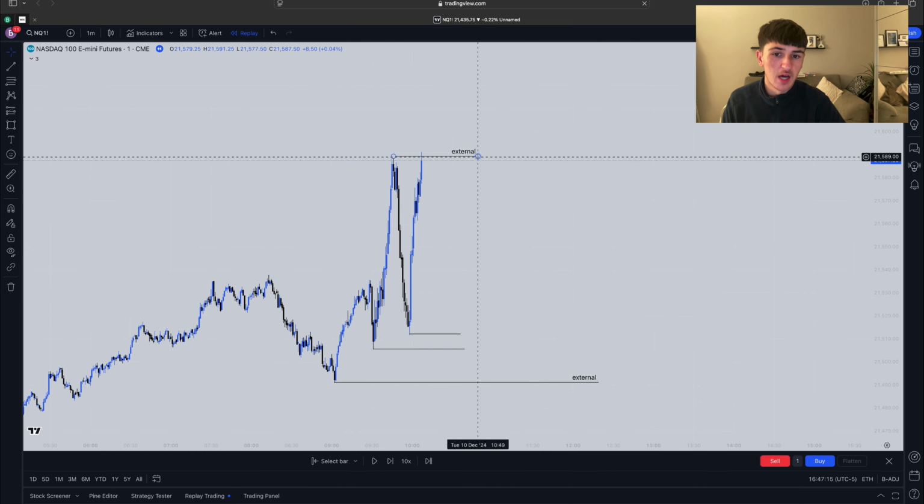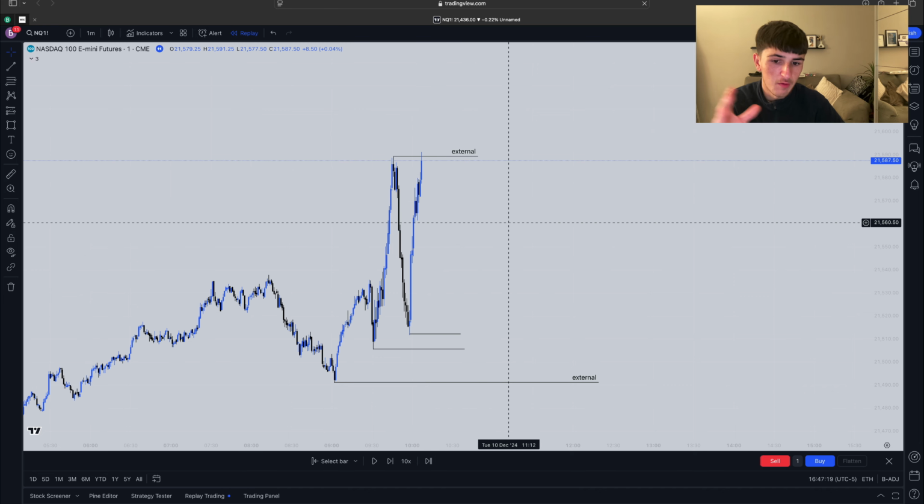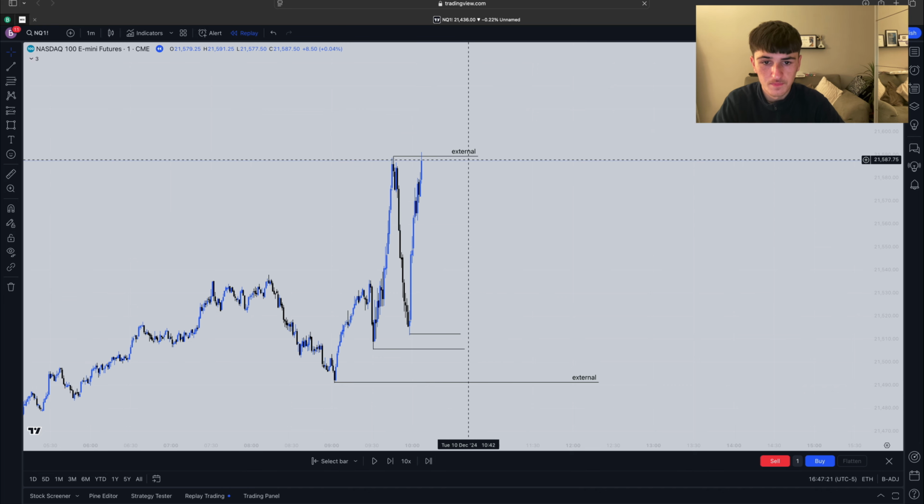So that's when I would flick to my checklist and see, have we got the clear and obvious gap? Have we got a clear draw on liquidity, etc.